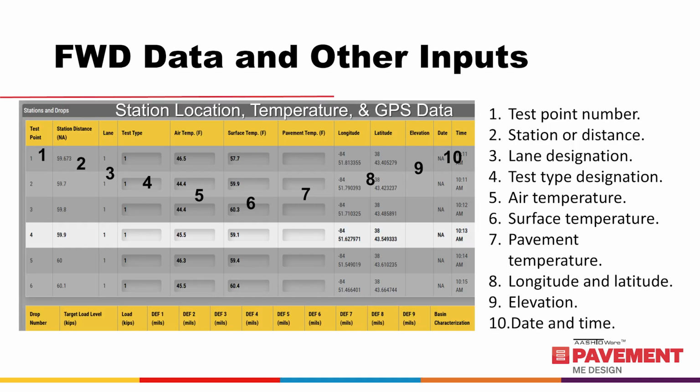This is a screenshot of the station location, temperature, and GPS data listing from the FWD deflection data file. There are 10 types of data. The test point number is a consecutive listing of the FWD drops. This normally excludes the preliminary or seeding drops for each test point. The station or distance location marker for each test point identifies the longitudinal reference point for each test point.